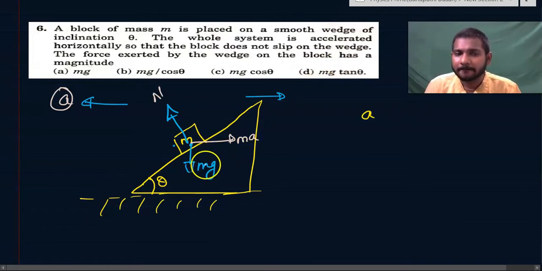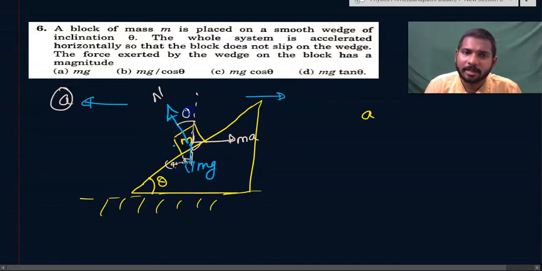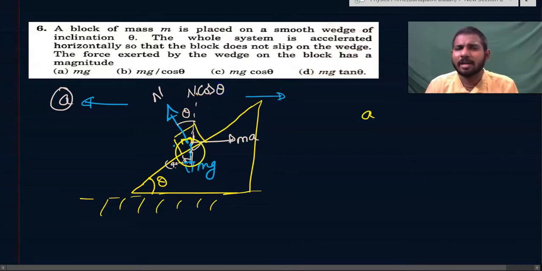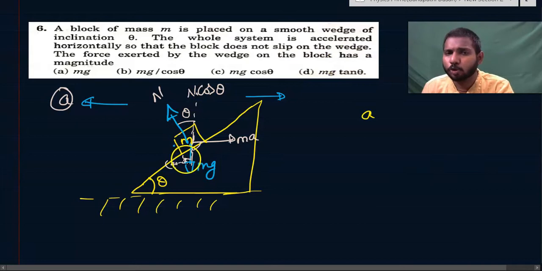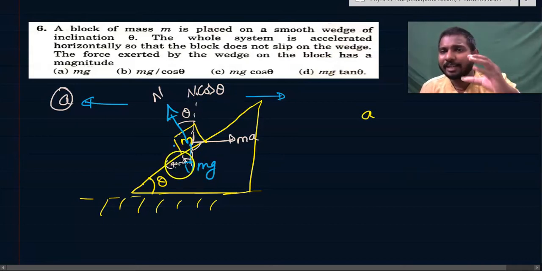So you see, this normal has two components. If this is theta, you try to analyze. This is 90 minus theta. This is 90 minus theta, and this will become theta because the normal reaction will be perpendicular. This is N cos theta. Why? Because I am resolving so that to make the block at rest, the net force on the block in the upward and downward direction, and horizontal direction, should be 0.